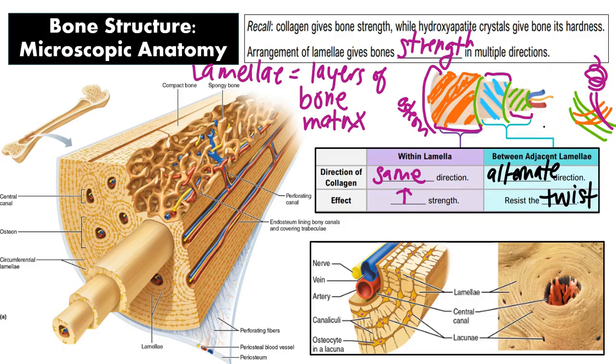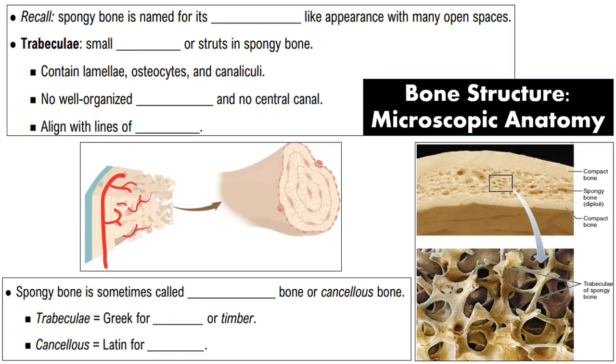Okay? So yes, collagen is going to give strength, but the arrangement of collagen is going to give strength in all directions. Now, the last little piece of microscopic anatomy we're going to talk about is spongy bone, because I definitely want to go back and talk about trabeculae in a little more detail. Remember that spongy bone is named for its sponge-like appearance. But of course, I also say a lattice appearance. We'll talk about that at the end of this slide.